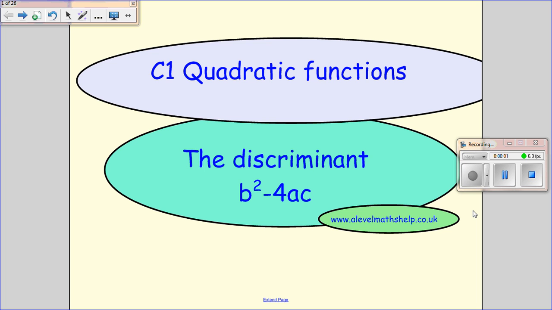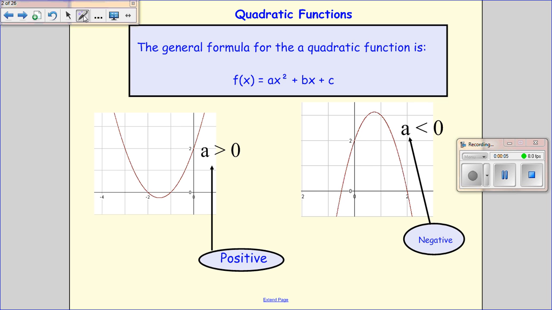Hi, so in this video we're going to be looking at the discriminant of a quadratic function. So first, just remind ourselves what a quadratic function is. It's a function that looks like this, where the highest power of x is 2. And again, just to remind ourselves, if a is bigger than 0, so if a is positive, we get the smiley face, and if a is negative, we get the sad face.